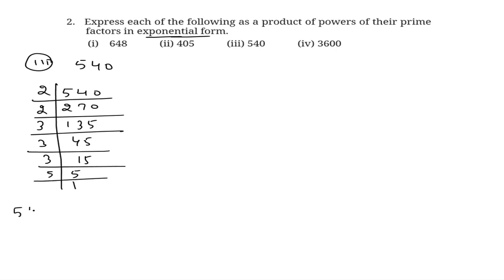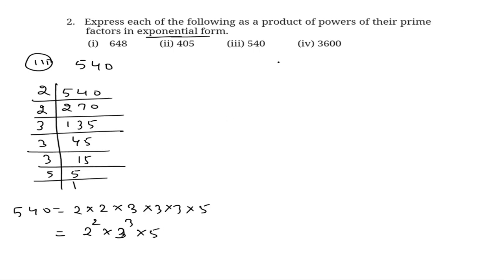So 540, I can write it as 2 into 2 into 3 into 3 into 3 into 5. So in exponent form, it will be 2 square into 3 cubed into 5.